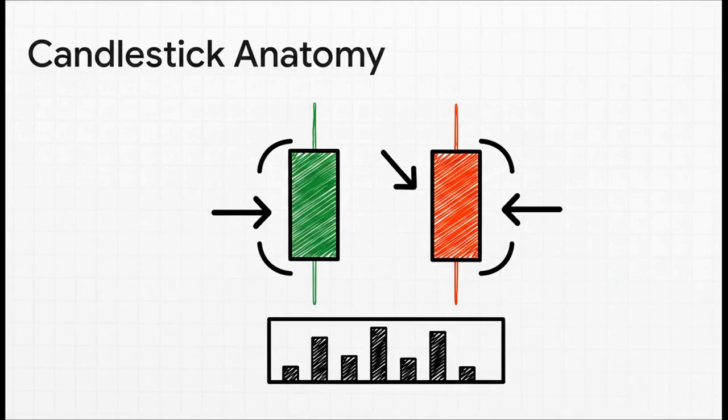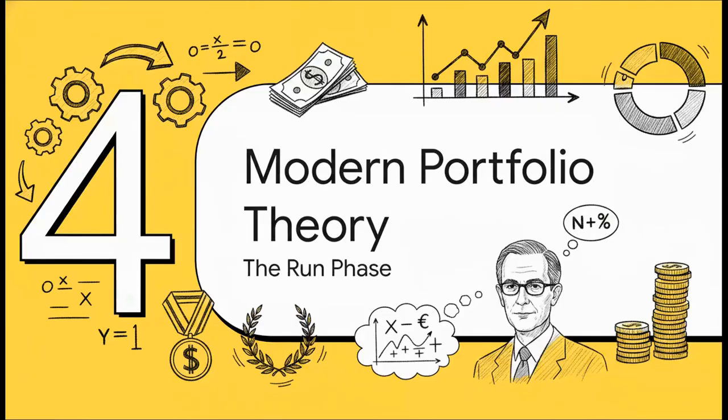The solid body shows the range between the opening and closing price. Those wicks poking out on the top and bottom, they show the extreme range, from the very highest to the very lowest price of the day. The color gives you the immediate vibe of the market, green for a day that closed up, red for down. And when you pair that with a lower panel showing the trading volume, you instantly understand the actual conviction behind the price movement.